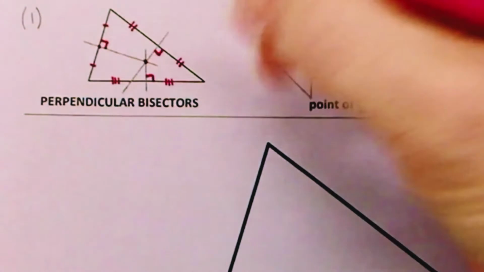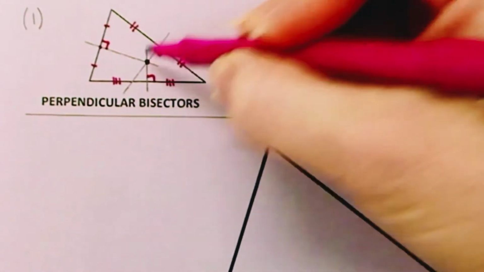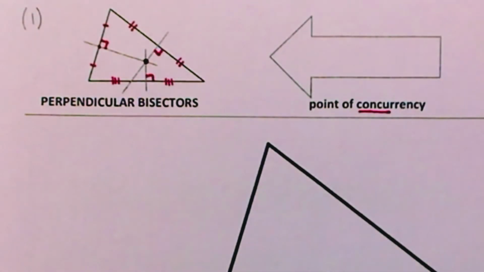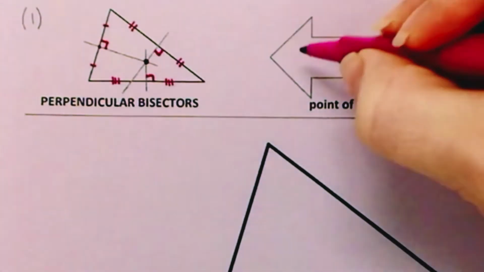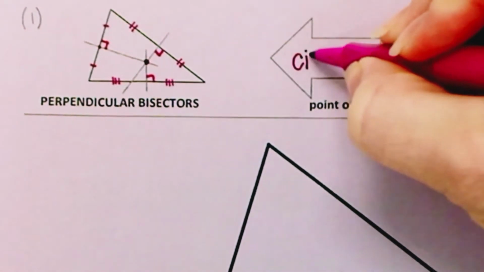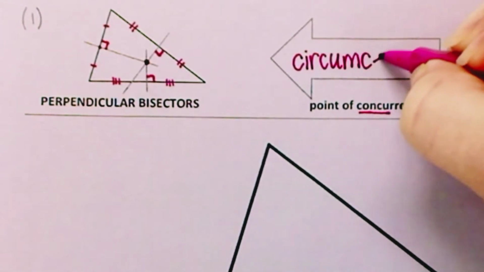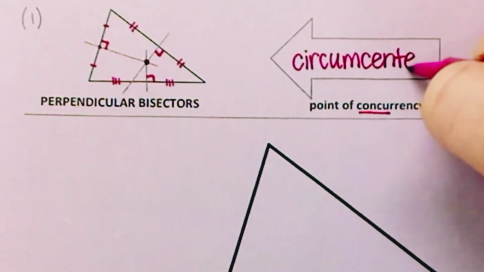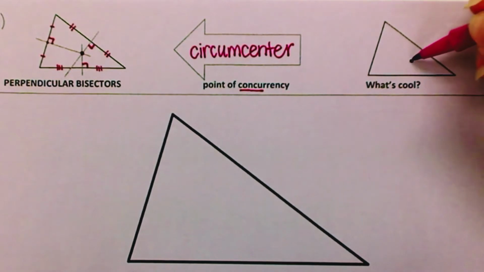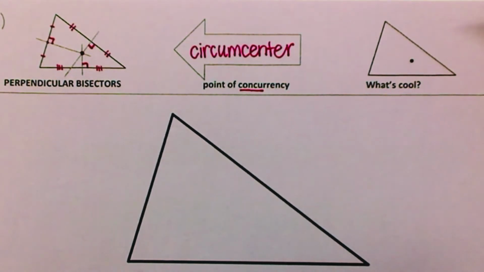And for perpendicular bisectors, we don't just call it the center of the triangle, we call it the circumcenter. So that point of concurrency is called the circumcenter. And here's just a drawing of that circumcenter without all of the perpendicular bisectors.